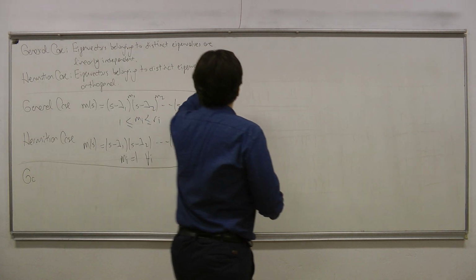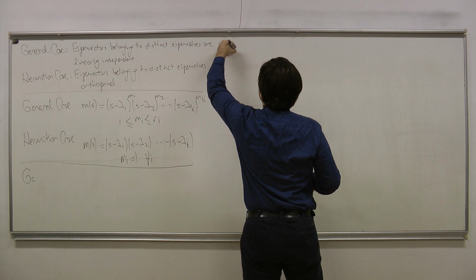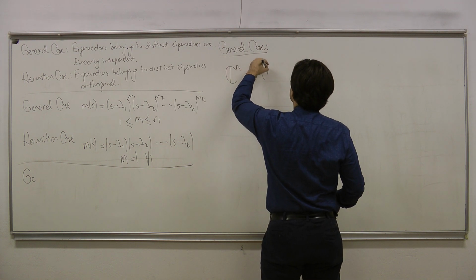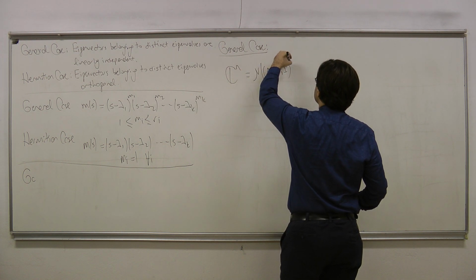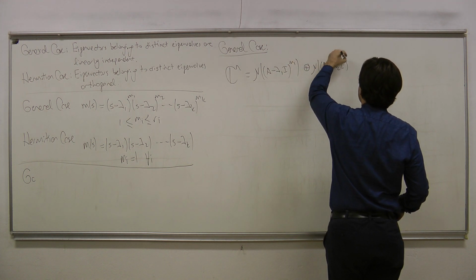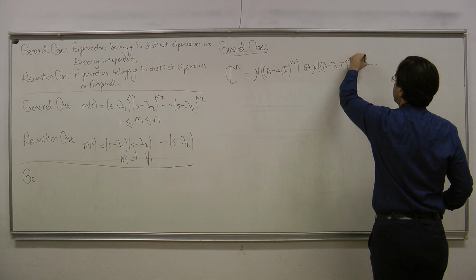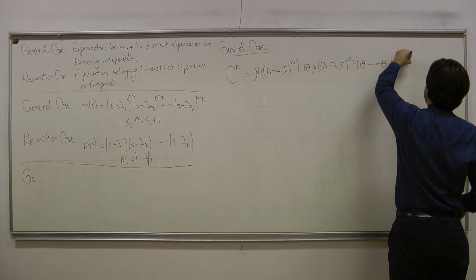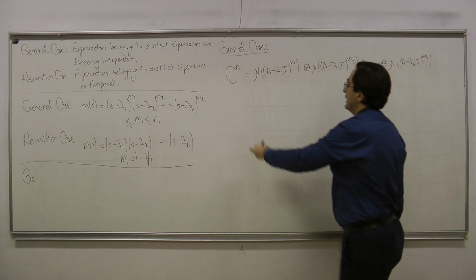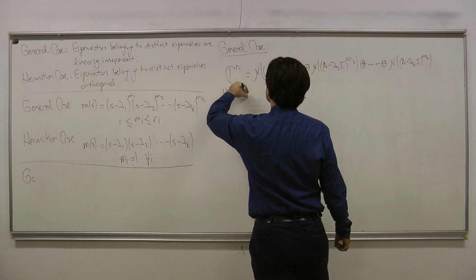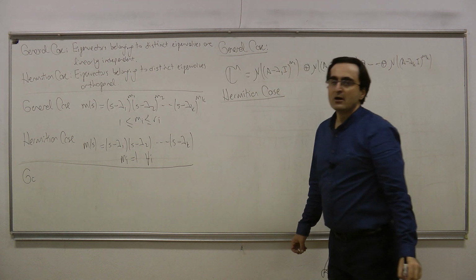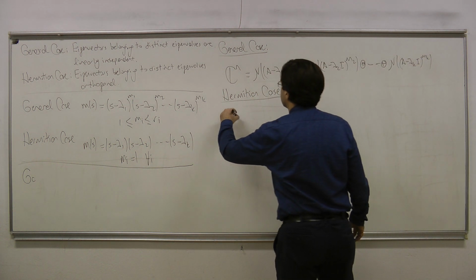So in the general case, Cn is decomposed into these null spaces: A minus lambda 1 identity to the power m1, A minus lambda 2 identity to the power m2, going until A minus lambda k identity to the power mk. And in the Hermitian case, since all mi's are 1, our decomposition would be looking like this.